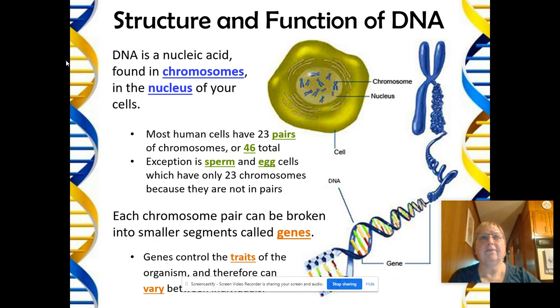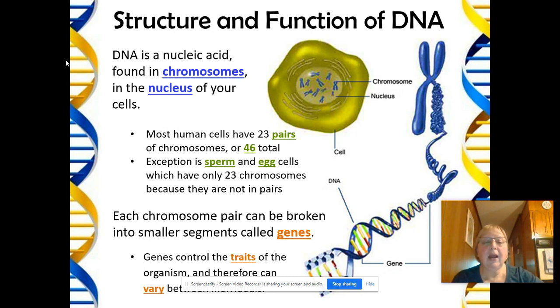The structure and function of DNA, you remember from your biology. DNA is a nucleic acid. It's found in the nucleus, but it's also found in the chromosomes in your nucleus. Most human cells have 23 pairs of chromosomes, or a total of 46, with the exception of the sperm and egg, which only have 23 because they're not in pairs.